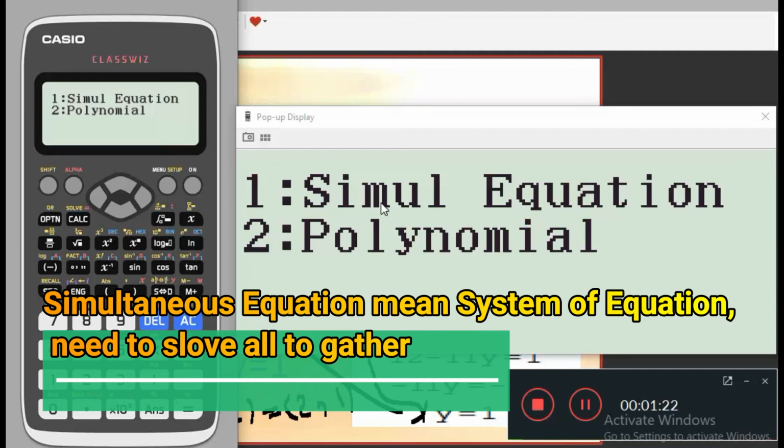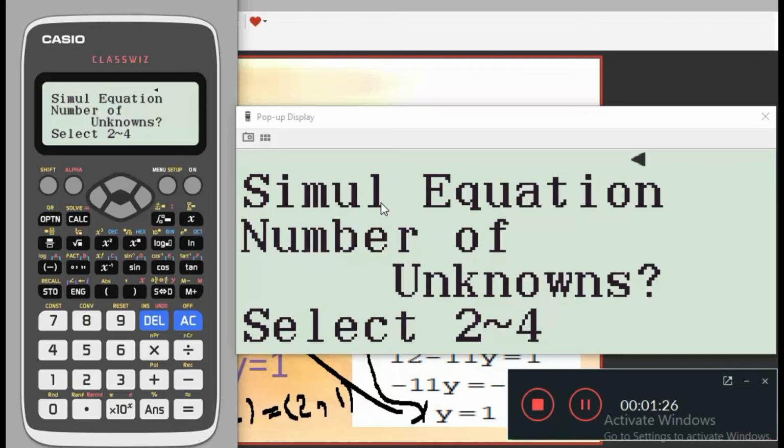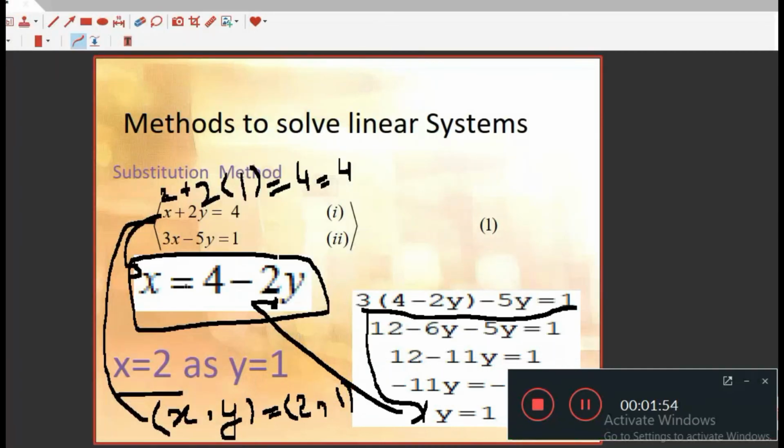Now you have simultaneous equations, so press 1. It asks for the number of unknowns. We know that our system has two unknowns, x and y, so we need to press 2. As this screen presents, write your system in the descriptive form. Our system was x plus 2y equal to 4, 3x minus 5y equal to 1.